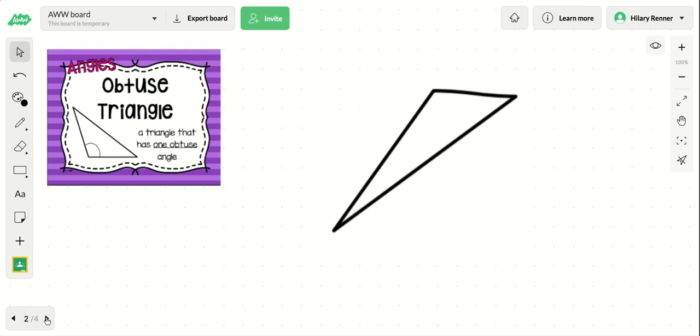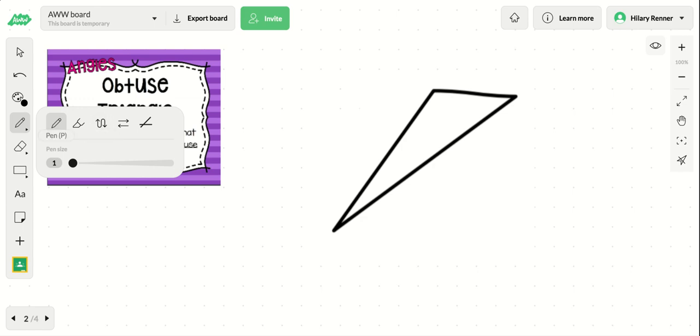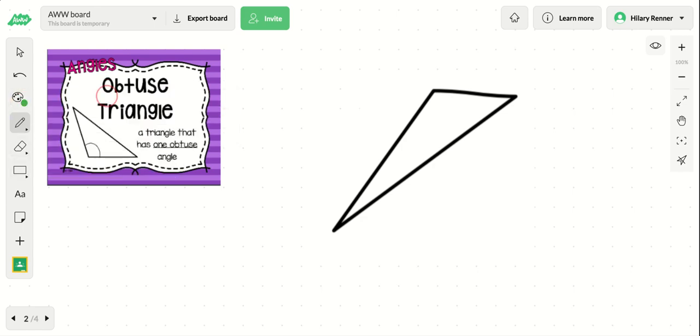An obtuse triangle is a triangle that has one obtuse angle. And we remember that an obtuse angle is a wide angle that is more than 90 degrees but less than 180 degrees. So if we look at this sample angle right here, we can tell that the obtuse angle we have is right here. It's our wide obtuse angle, and it only has one obtuse angle. The other two angles that it has on it are acute.